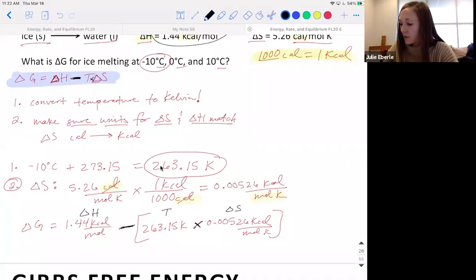And now we're going to solve for it. So maybe some of you that have actually plugged this in your calculator, you can put it all in at once if you want, but again, make sure I use parentheses properly. Do 263.15 times 0.00526.